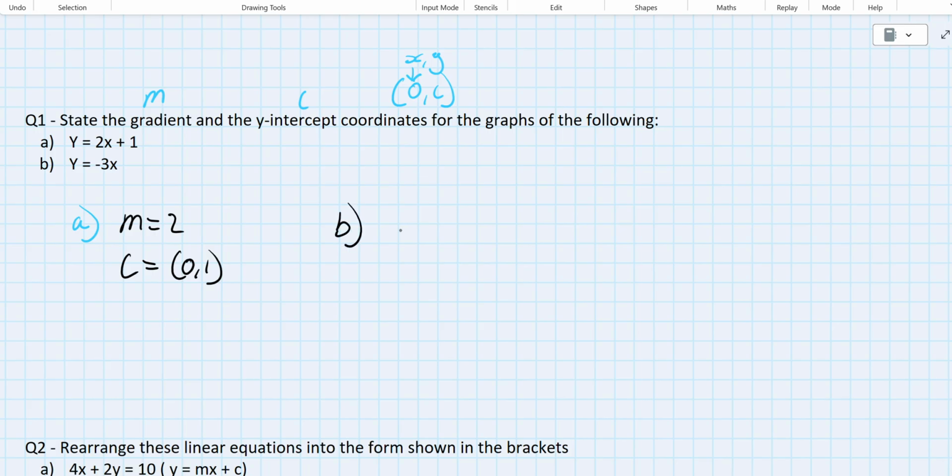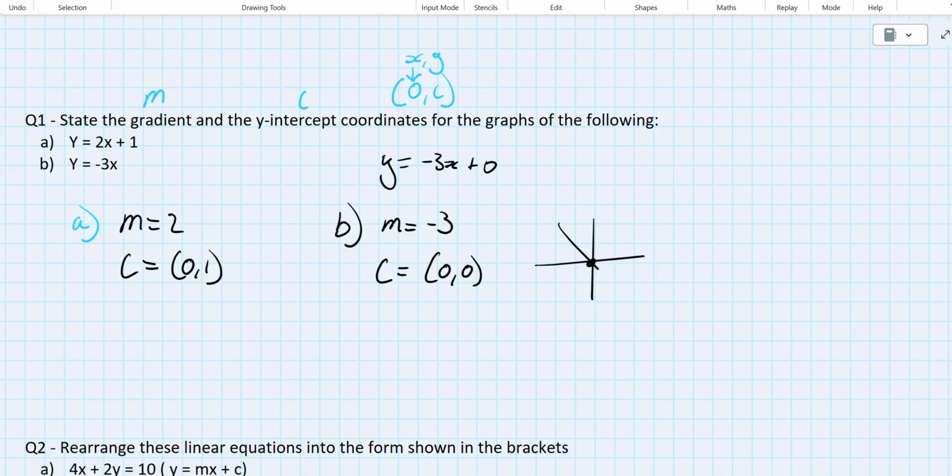For B, our gradient is -3, and there's no c. It's y equals -3x, so there's nothing. So what number represents nothing? 0, right? We can write y equals -3x plus 0. So our coordinate will be 0, 0. For that particular one, our line will pass directly through the origin.